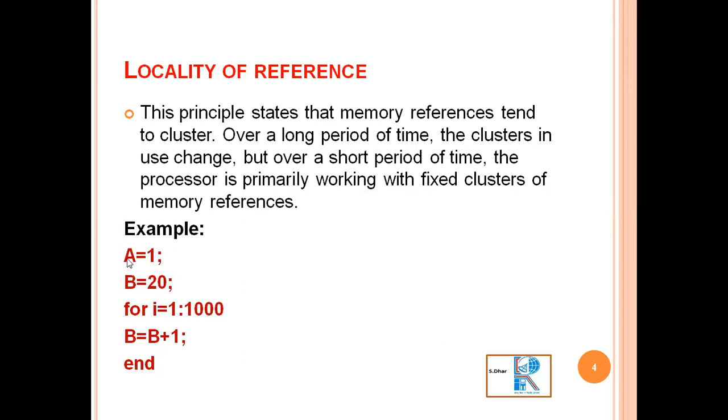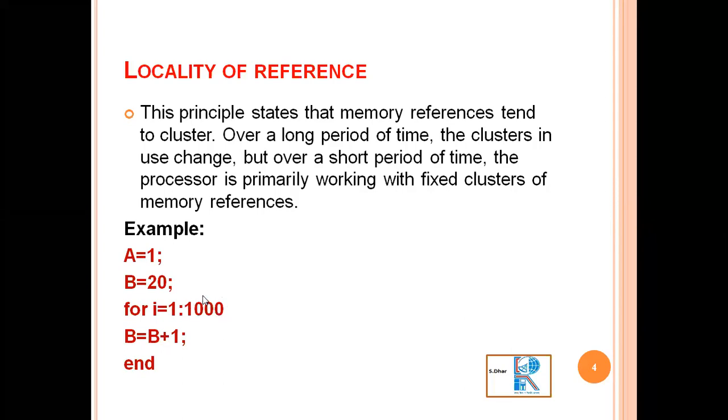See here, A is equal to 1 will execute one time. B is equal to 20 will execute one time. But this block, for I is equal to 1 to 1000, B is equal to B plus 1, end, starting from for up to end, this piece of the block will be executed 1000 times. See here, this is 1000. It will be executed 1000 times.